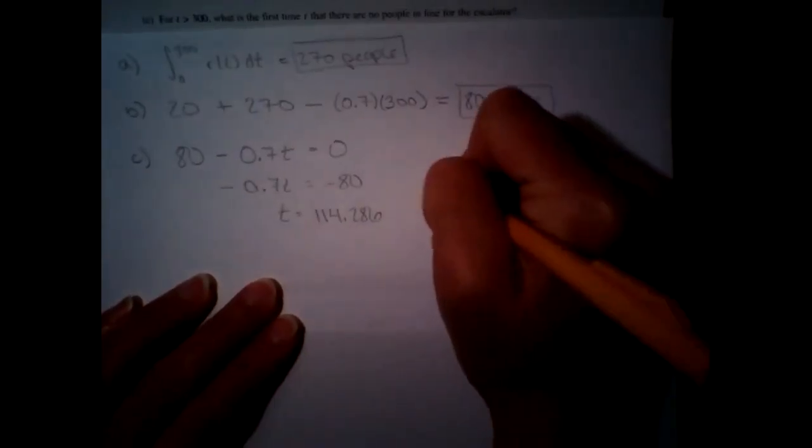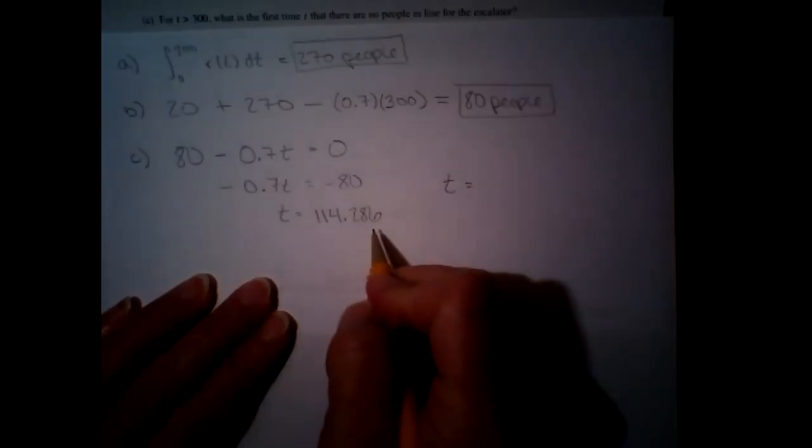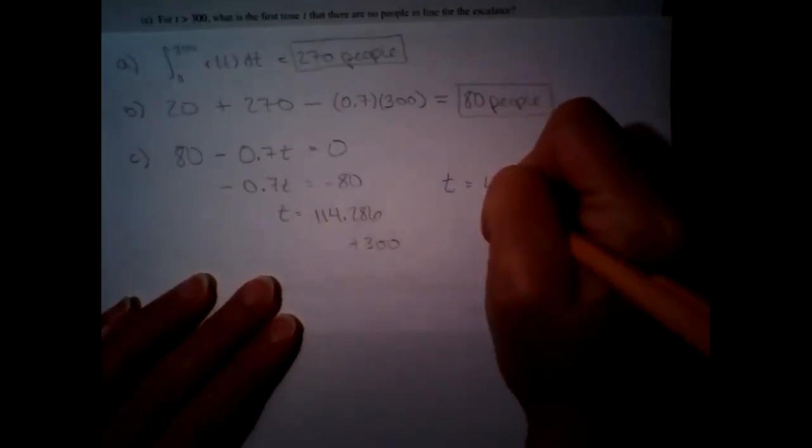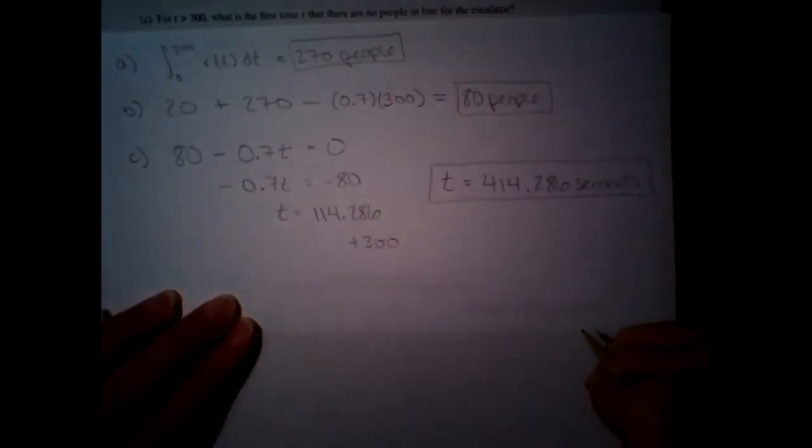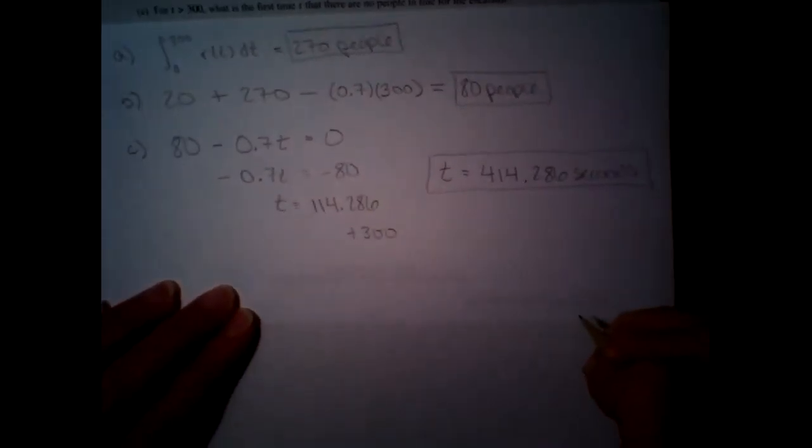So if you want the actual time from starting at the beginning until when the line is empty, you have to add on 300. So you have to add 300 seconds to that, because again, we started at time 300. From time 300 onwards, it took 114 seconds. But if you want the total time, you have to add those together. So it's not difficult to add 300, but you have to remember to do that. And if you're rushing, then you might miss it. So just be careful.